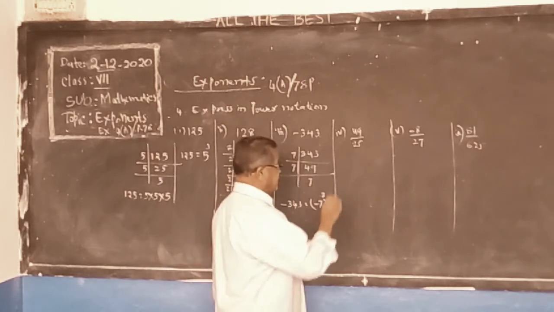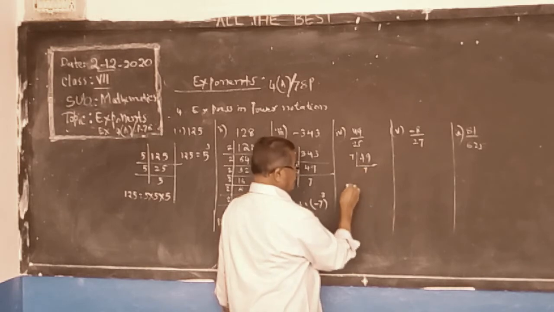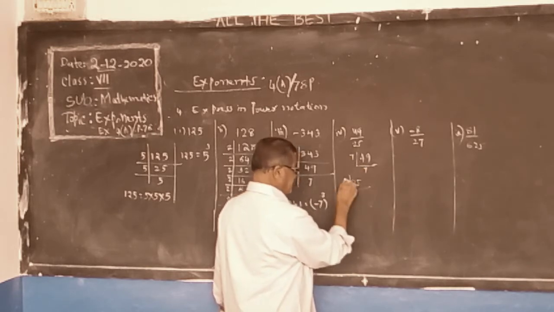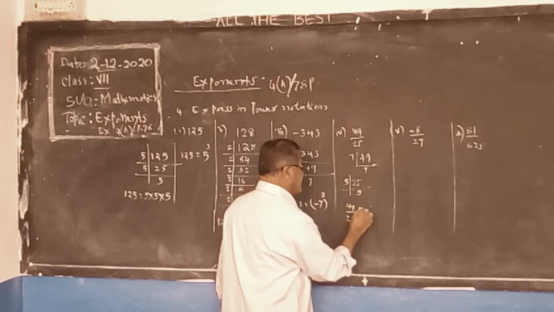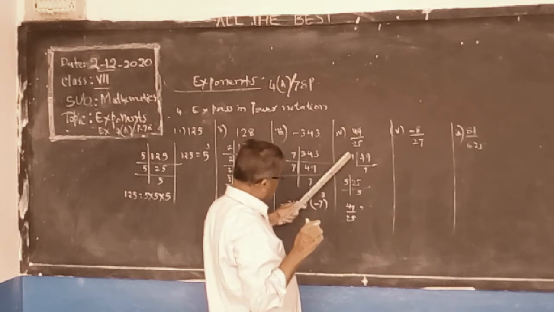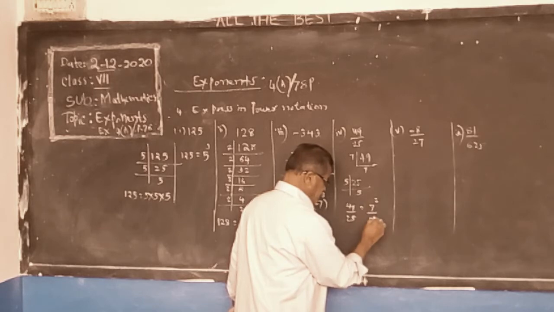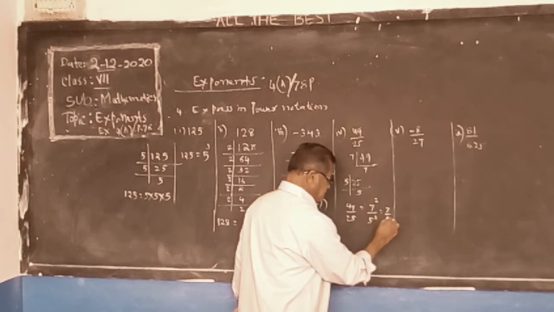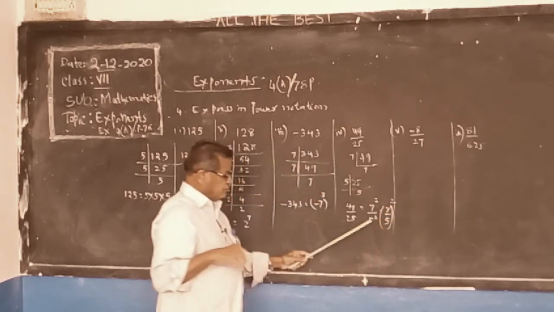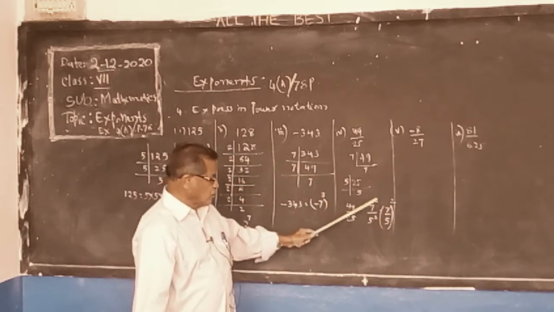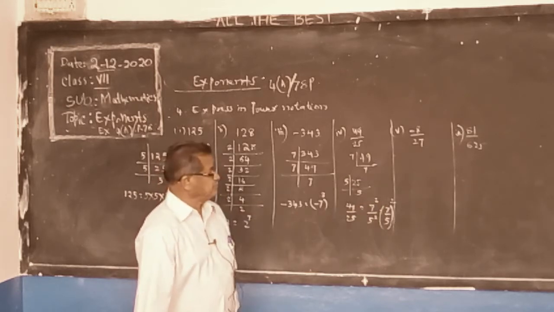For numerator 49, it is 7 sevens. For 25, 5 fives. So 49 by 25 can be written as, how many 7s are there? 1, 2, so 7 squared by 5 squared. The same can be written as 7 by 5 whole squared. Notice, we did not write separately for numerator and denominator, and wrote 7 by 5 whole squared.